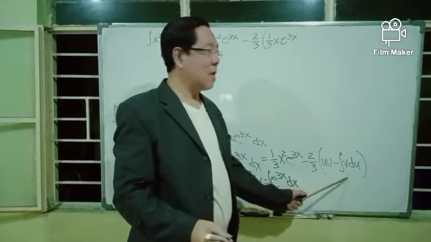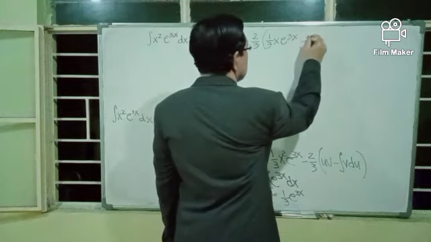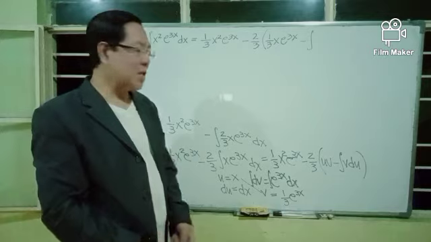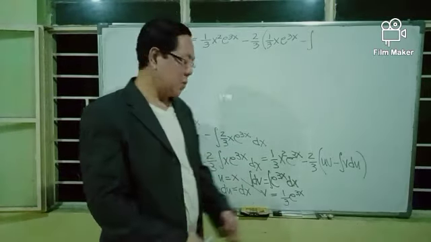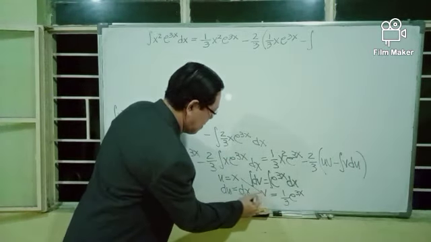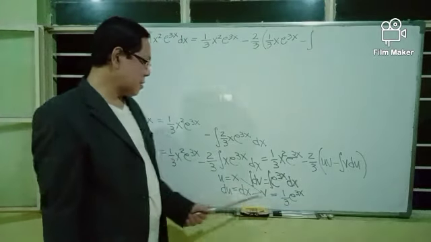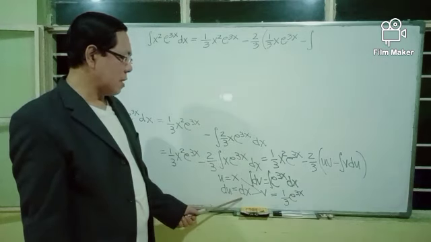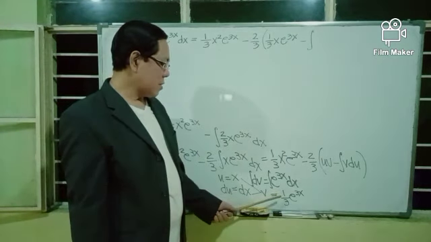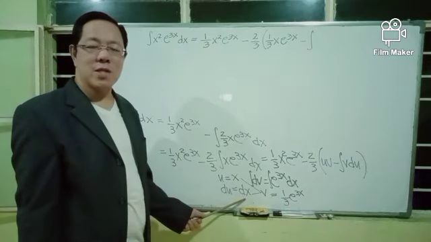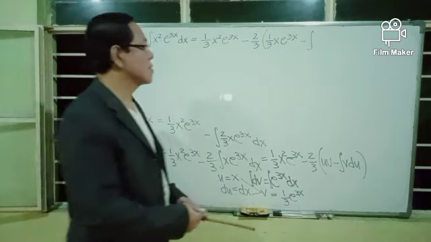Minus the integral of v du, v times du. V is 1/3 e to the 3x and du is dx. We have 1/3 e to the 3x times dx is 1/3 e to the 3x dx.